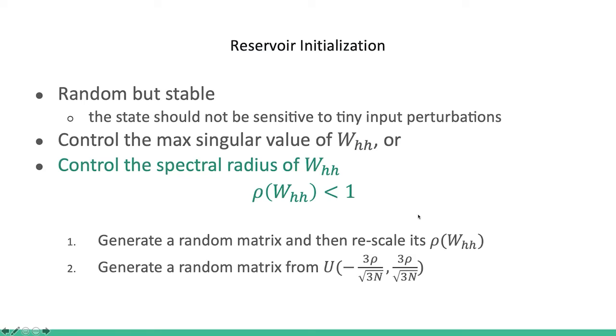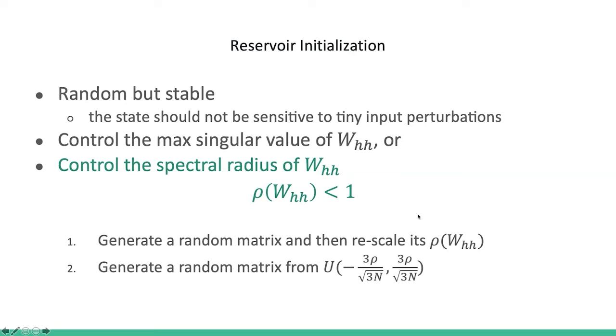Okay, so what we want in practice is that the state information carries the information about the input, but is not too sensitive to tiny perturbations of the input. So when the system receives similar input information, it needs to create a representation that is similar. If we have, on the other hand, an unstable system, it means that if at a certain point in time the input is slightly perturbed, then the state will be completely different. And this is not okay, of course, for generalization purposes, okay? So in practice, we want a state transformation function that is random but stable.